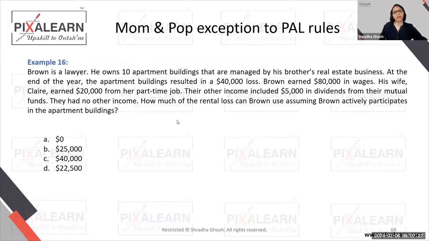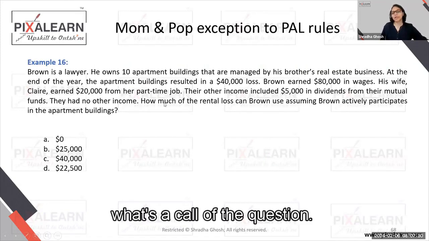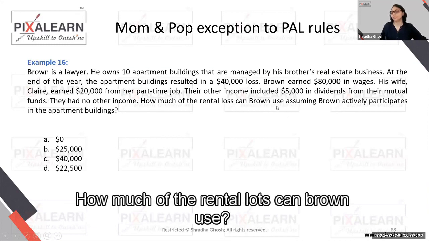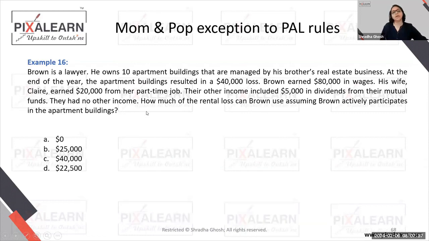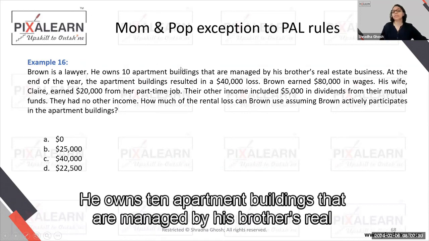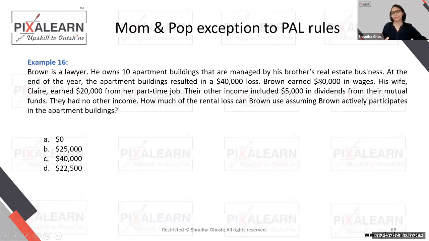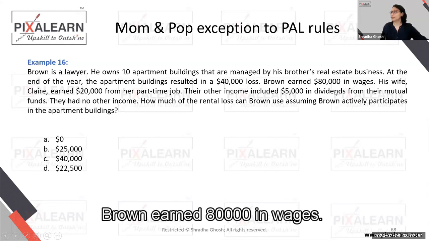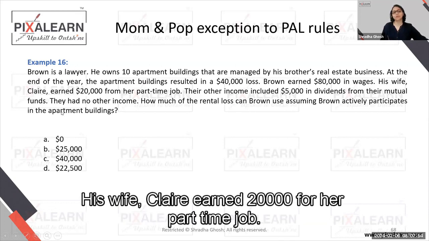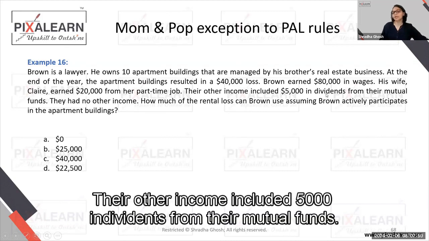Take the first question. What's the call of the question? How much of the rental loss can Brown use, assuming Brown actively participates in the apartment buildings? Brown is a lawyer. He owns 10 apartment buildings that are managed by his brother's real estate business. At the end of the year, the apartment buildings resulted in a $40,000 loss. Brown earned $80,000 in wages. His wife Claire earned $20,000 from her part-time job. Their other income included $5,000 in dividends from their mutual funds.